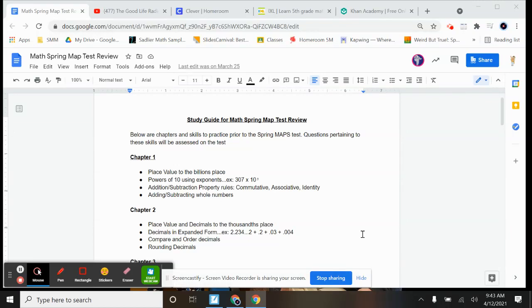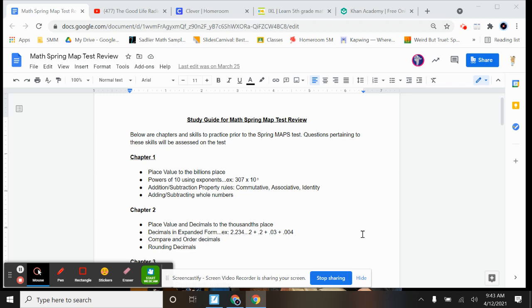Okay, so let's look at the skills on chapter 1. The very first skill that we see is place value to the billions place. Obviously, some of these skills are very simple. They should be very simple for you right now. So we're going to move kind of fast through this and not do every single skill.